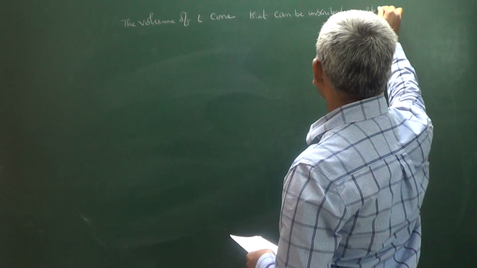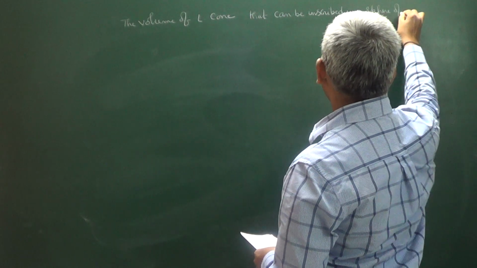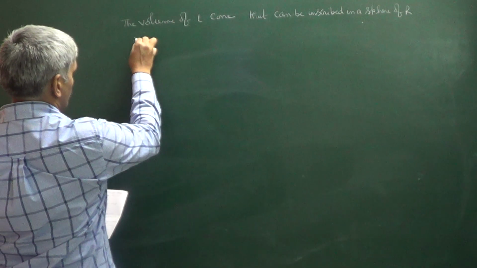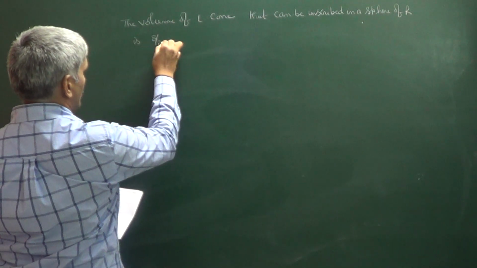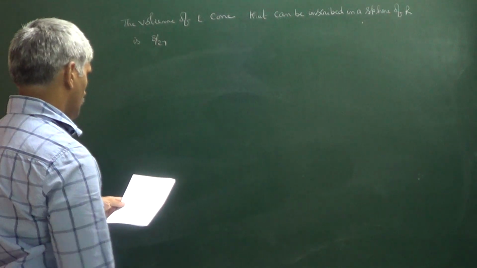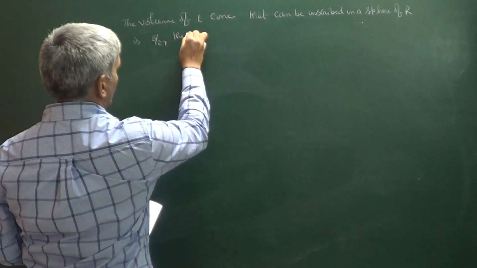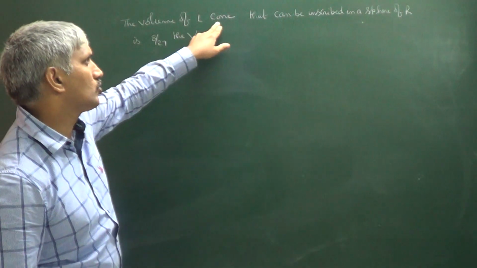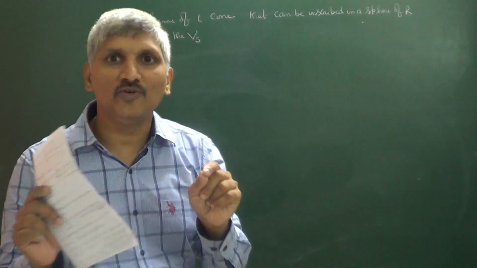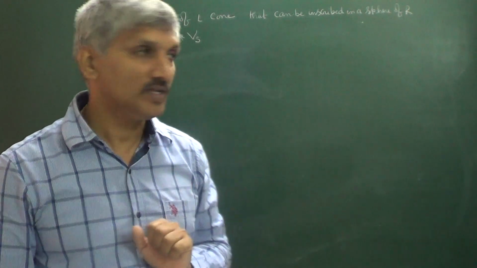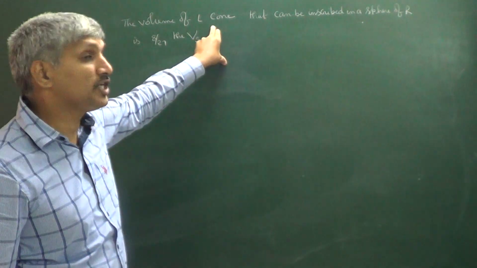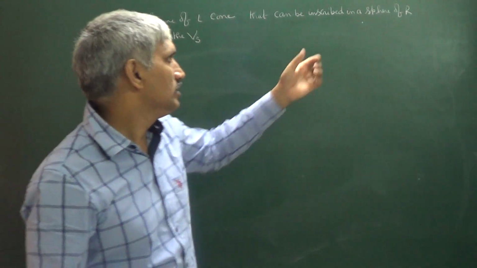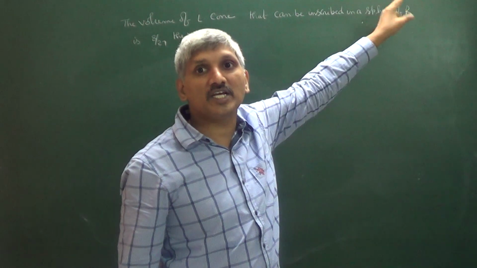Inscribed in a sphere of radius capital R is 8 by 27 times the volume of the sphere. The volume of the largest cone, volume maximum. That is the fundamental idea. The volume of the largest cone inscribed in a sphere of radius capital R.